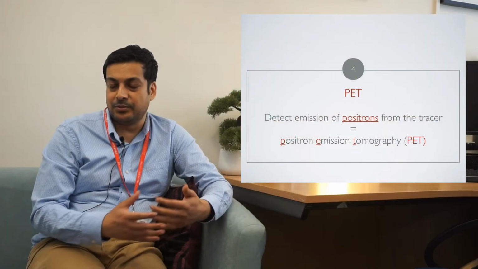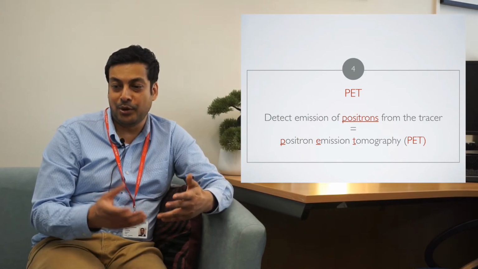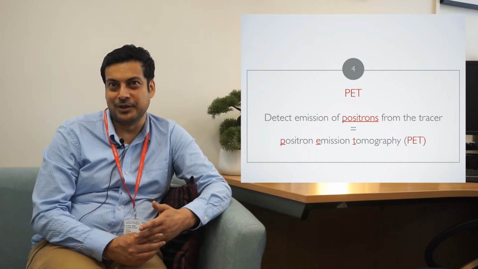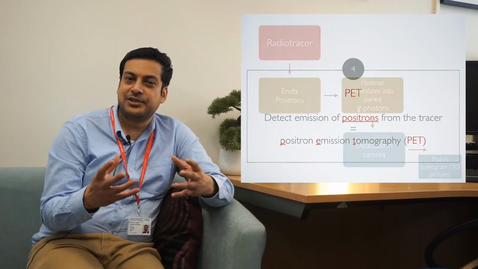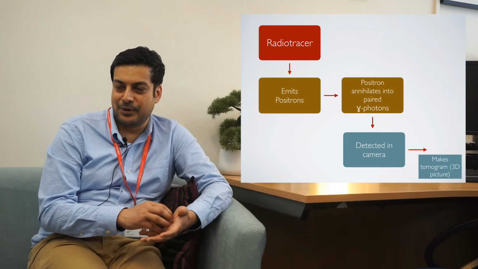So PET, what is PET? Well, as we said before, if you use a radio tracer that emits positrons, we detect the emissions of positrons. So positron emission tomography, PET. The detection of positrons is actually slightly more complicated. So you have a radio tracer, it emits positrons.